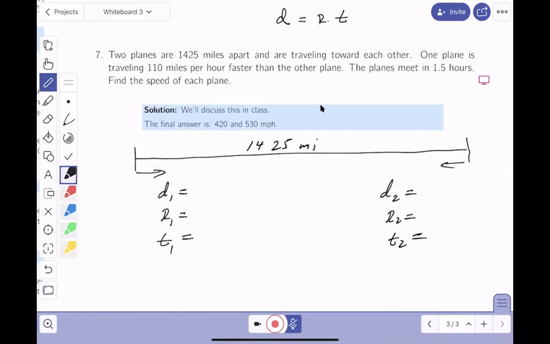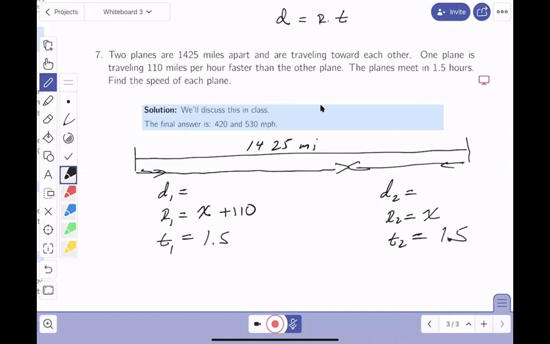One plane is traveling 110 miles per hour faster than the other. So I'm going to say this guy here is going x, and this guy's going faster by 110 miles per hour. Right? I'm reading that. The planes meet in 1.5 hours. Okay, 1.5 hours they meet. Now, I hope you realize that if this is a true story, if they meet, they're going to meet closer to the other guy on the right. Right? They meet there. Let's write this down.